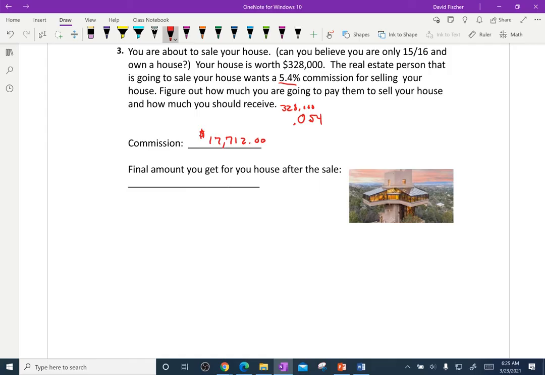All right. So the final amount, you're paying that person that commission. So you got to subtract that from the price of your house. $328,000. Take away their commission of $17,712. And the check that goes to you is $310,288. So again, that's a chunk of change. Almost 20 grand for selling a house. It's about what people make in a third of the year, fourth of the year. It all goes to one person for selling your house.